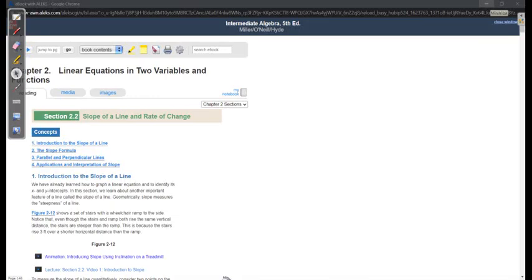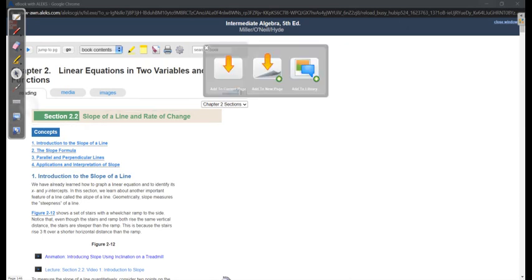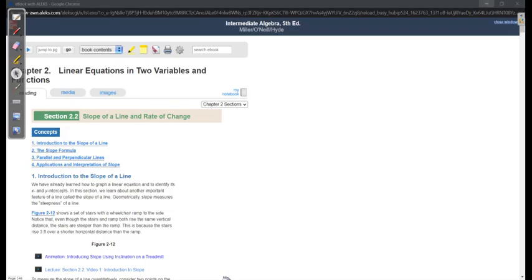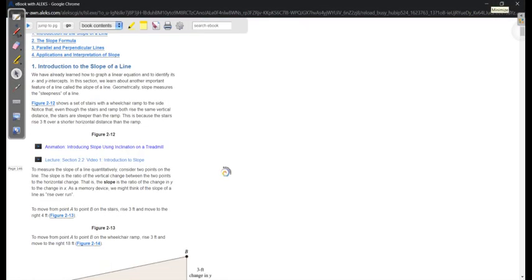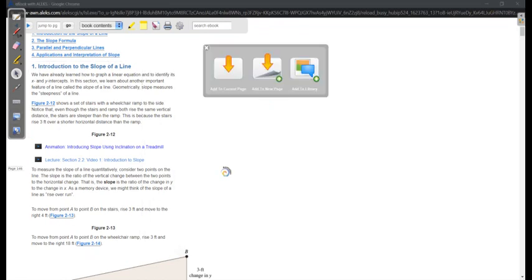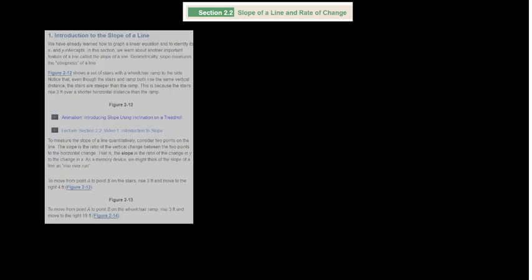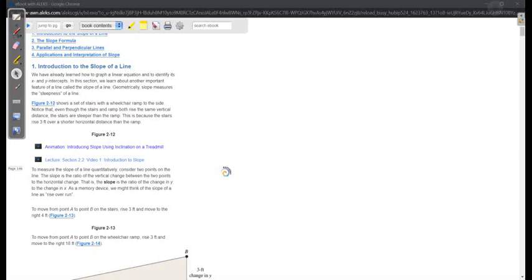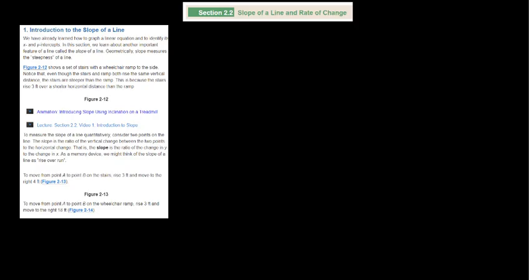All right, next up we have Chapter 2, Section 2, the slope of a line and rate of change. Pretty sure this leads into example 1. So we're gonna try and fit all of this in here.